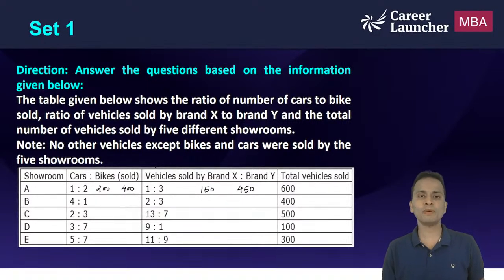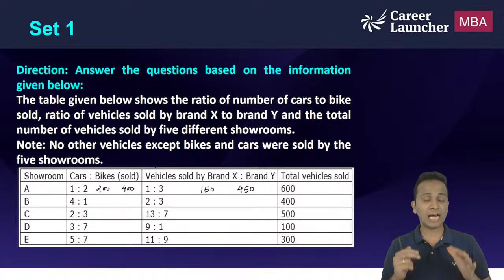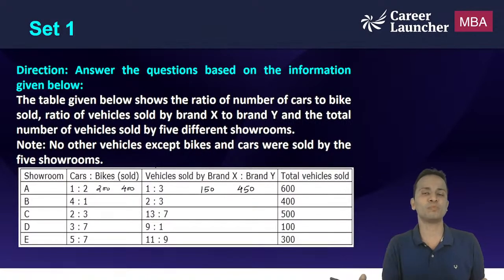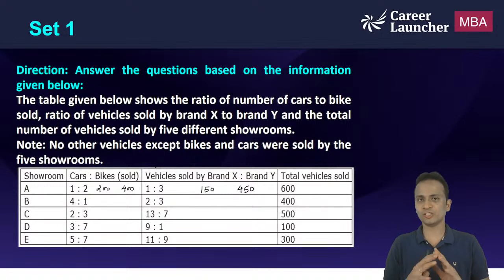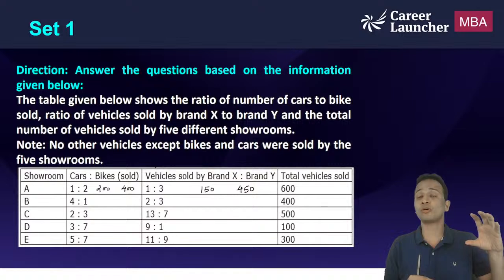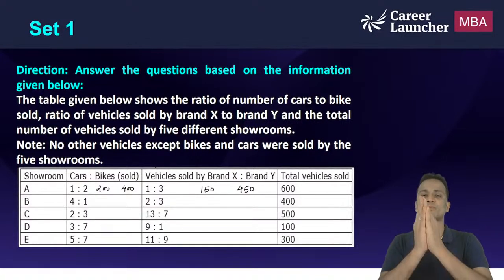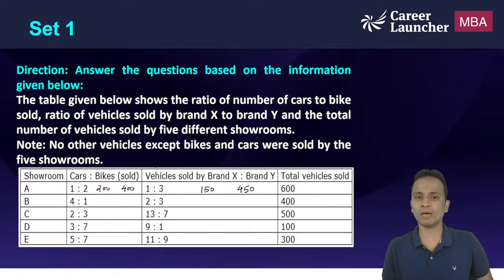Okay. Now for showroom A, I have made the division into cars and bikes and then brand X and brand Y. So there may be some cars of brand X and some cars of brand Y. Similarly, there may be some bikes of brand X and brand Y. All right. I don't know exactly how many cars belong to brand X or how many cars belong to brand Y. Similarly for bikes. Okay. So this is confusion. But out of the total 600 vehicles sold, 200 are cars and 400 are bikes. Similarly, 150 are brand X and 450 are brand Y.